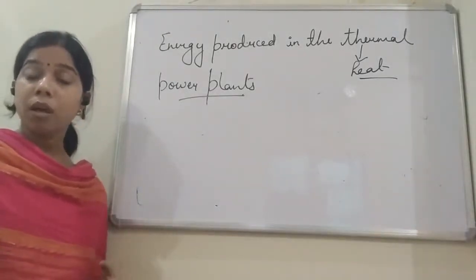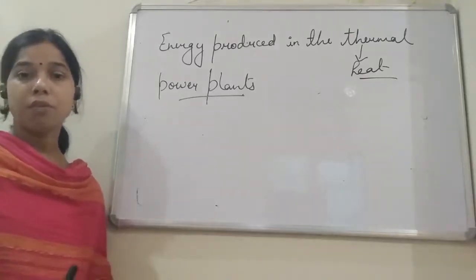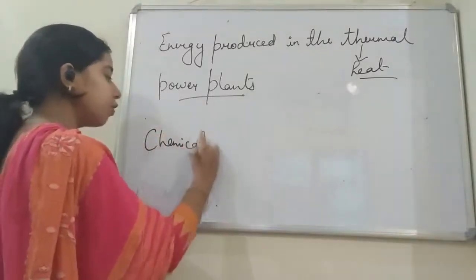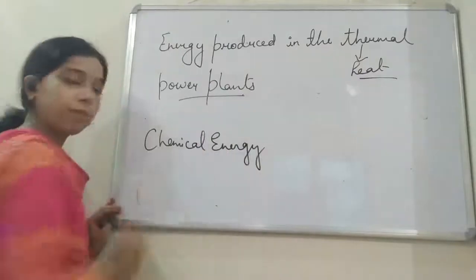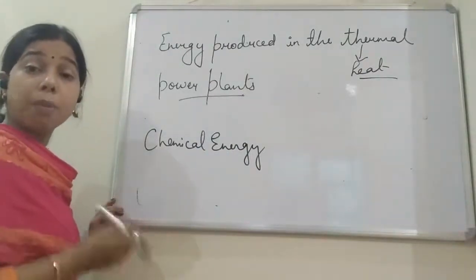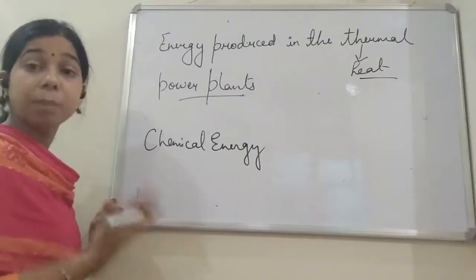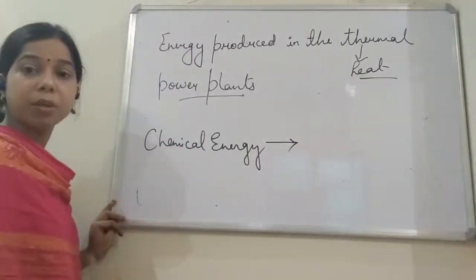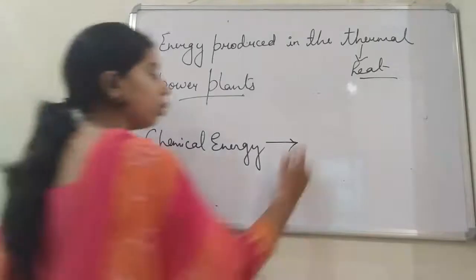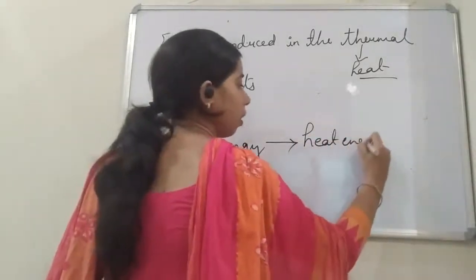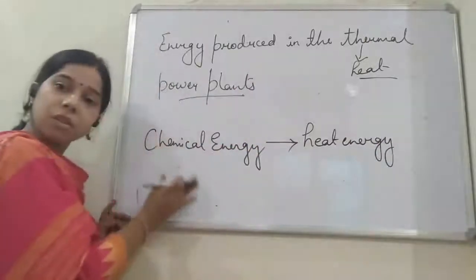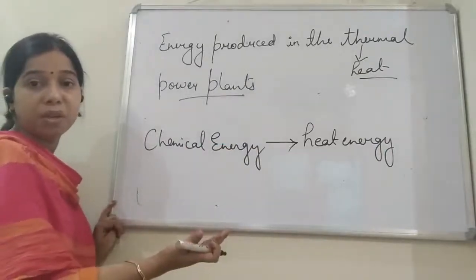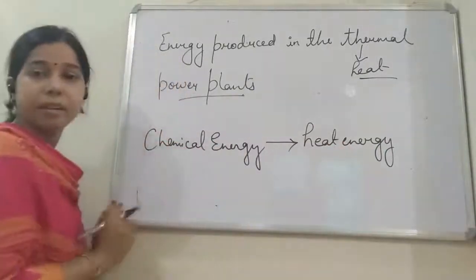The energy present in the coal was chemical energy. So when you burn it, you are providing heat to it and it starts burning. Then another kind of energy is produced in the water, and that is known as heat energy. So when this coal, consisting of chemical energy, is heated or burned, another kind of energy is generated, and that is heat energy.